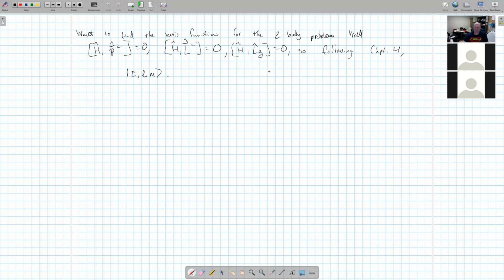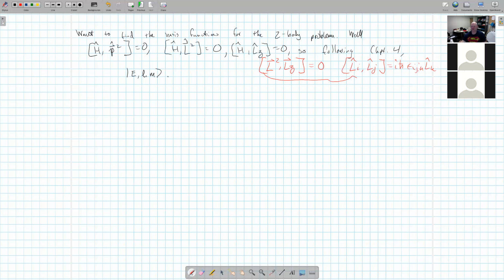What we did in chapter 4 was we took the fact that L squared commuted with Lz, but the different Li's did not commute with each other, because Li with Lj is equal to i h bar epsilon ijk Lk.